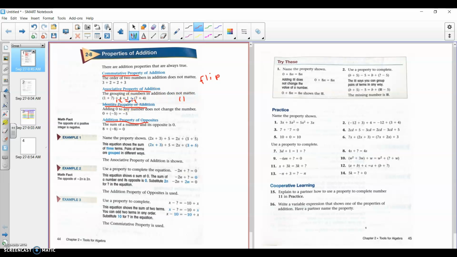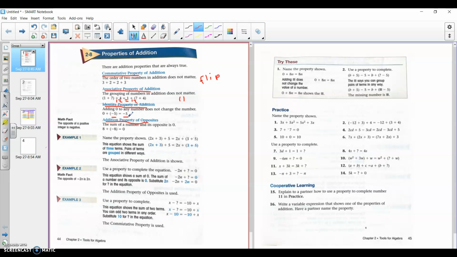The identity property of addition is just adding 0 to any number so that the number doesn't change. If we add 0 to -5, well, guess what? There you go. It's going to be -5. The number does not change. That's simply put the identity property. So we're identifying -5 by adding 0 to it, and we're still getting -5.